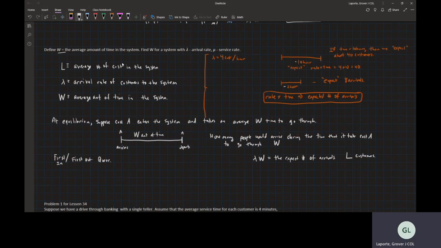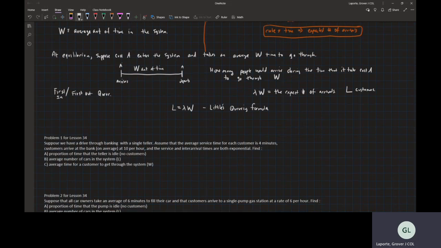Okay, so this leads to the equation, and this is the point I was talking about. It's called Little's queuing formula, and that's probably what this L stands for. L is equal to lambda times W is Little's queuing formula that relates L, lambda, and W. That's the idea behind it. That's certainly not a proof, but I at least wanted to give you some reasoning behind that and talk it through.